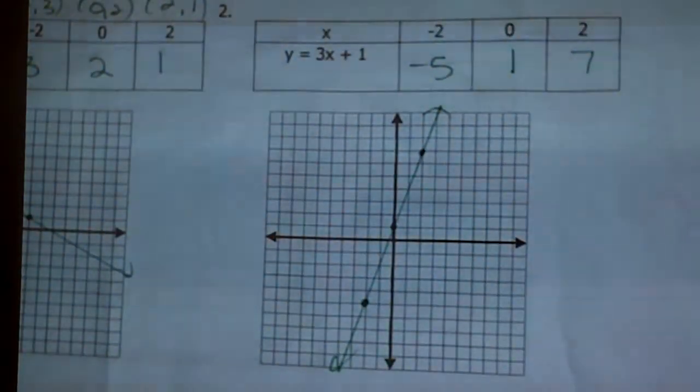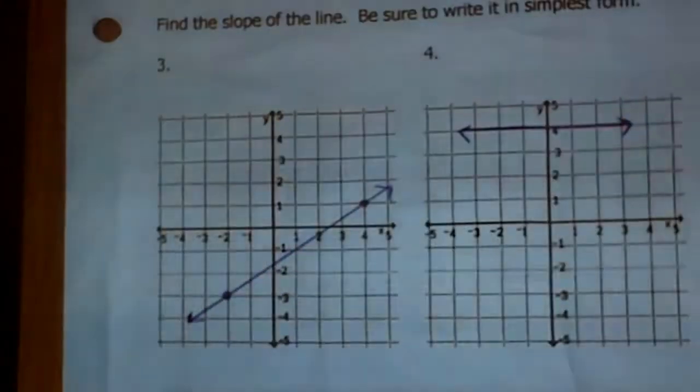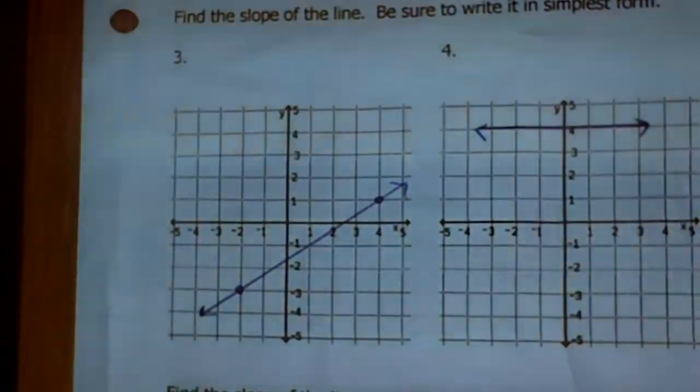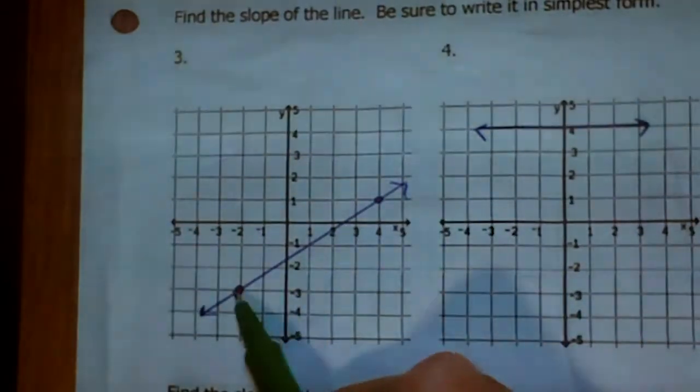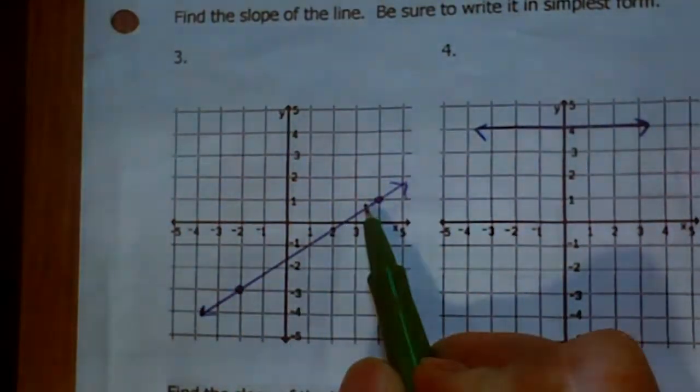Hopefully it does. Okay, for 3, 4, and 5, I give you a line, and I ask you to find the slope and write it in simplest form. So this is where you just have to remember rise over run. I know we just plotted points, which is kind of opposite of that, but for slope, we're actually going to go up, then over.